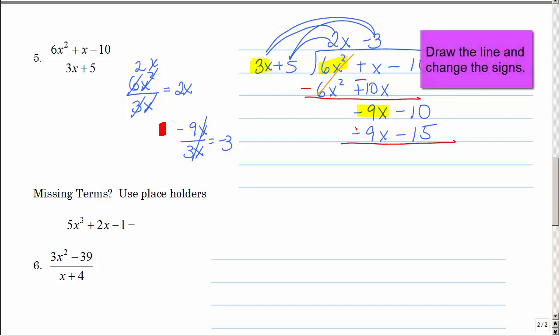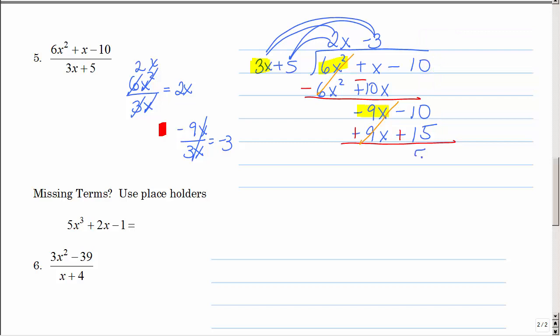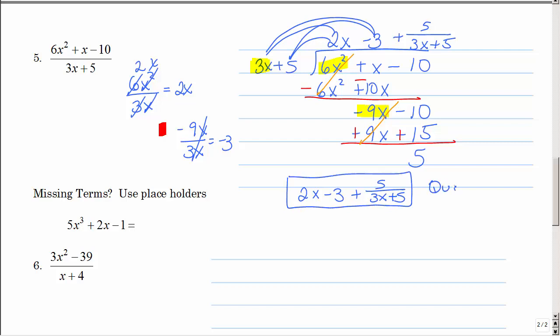Again, draw that line, change those signs. These are equal but opposite, so that's 0. And negative 10 plus 15 is 5. So we put our remainder on top of our divisor. So our final answer looks like this: 2x minus 3 plus 5 over 3x plus 5. That's what we would call our quotient. When you divide, you get a quotient.